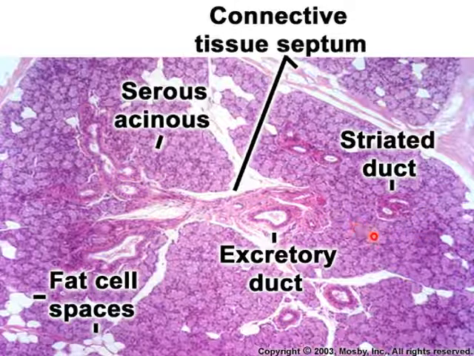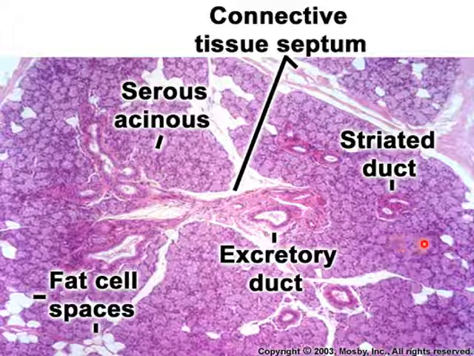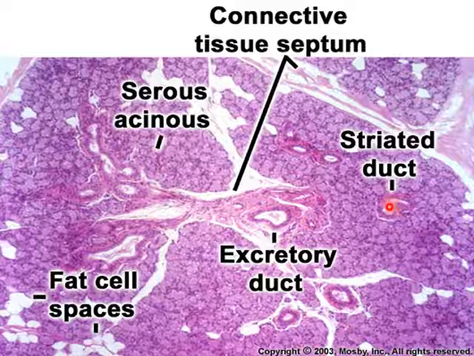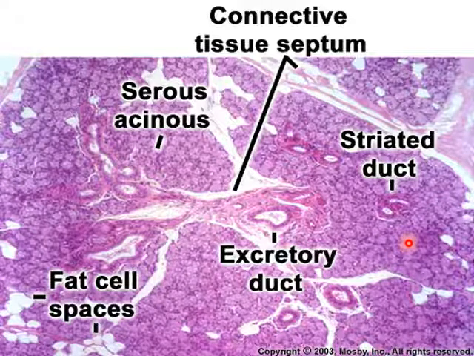While inside the lobule, the striated duct and intercalated duct are present. This is the striated duct, while the intercalated duct is very small. It is smaller than the acini, so it is difficult to see in the histological picture.